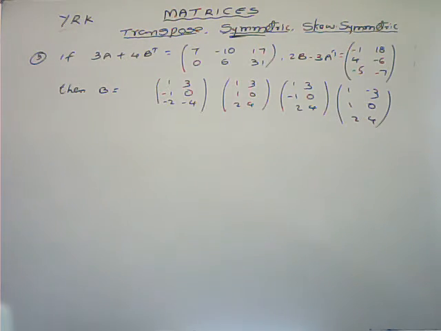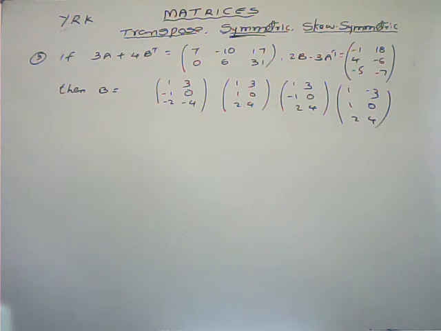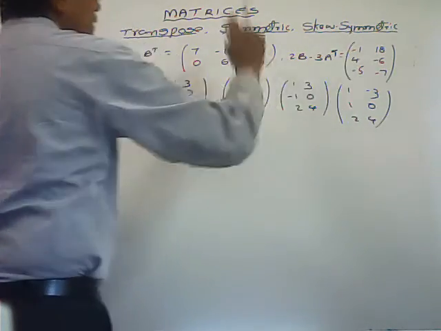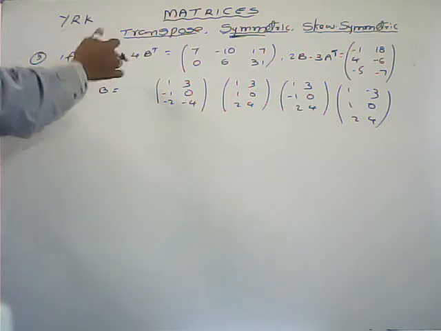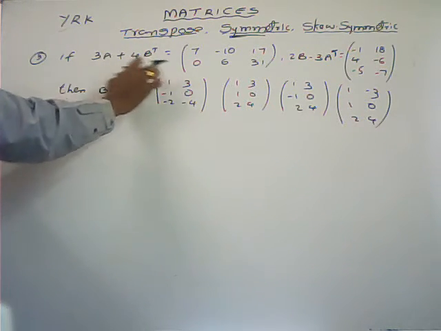Here is one more, the third one. If (3A + 4B) transpose is given and (2B − 3A) transpose is given, here we want the B matrix. To get B: here B is there, but here B transpose is there. So what I am doing is taking transpose on both sides.